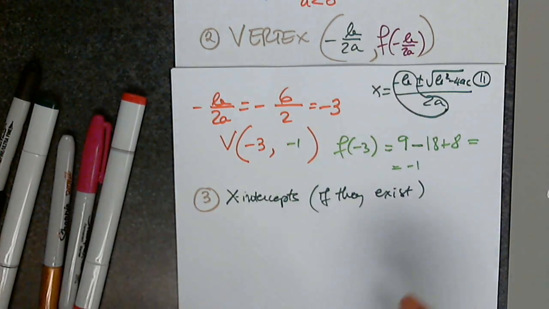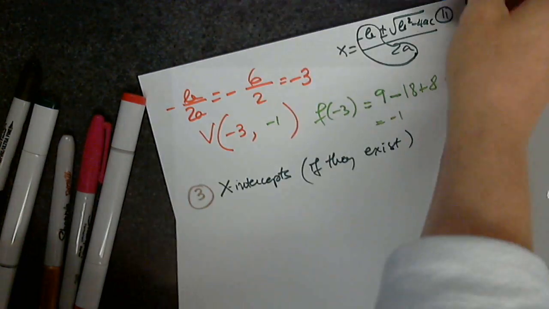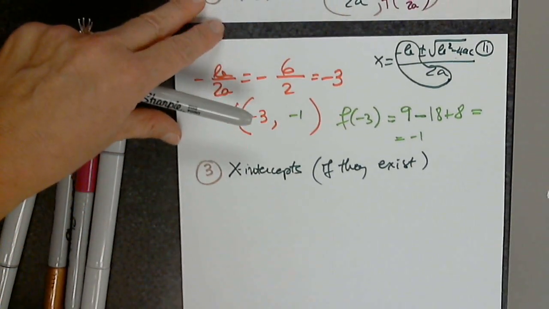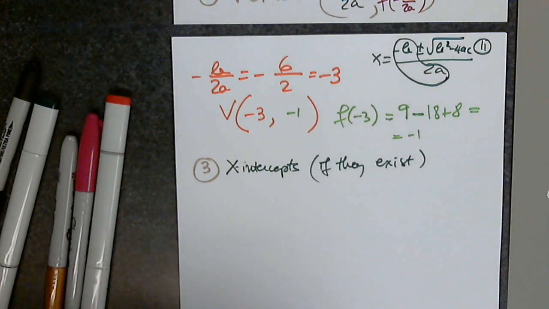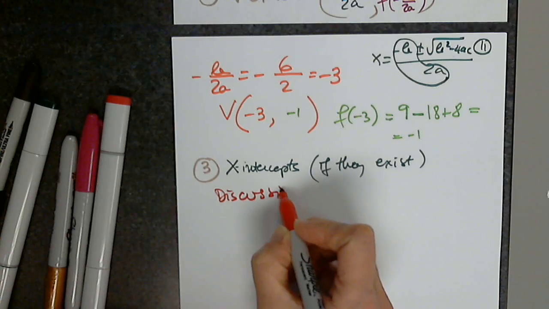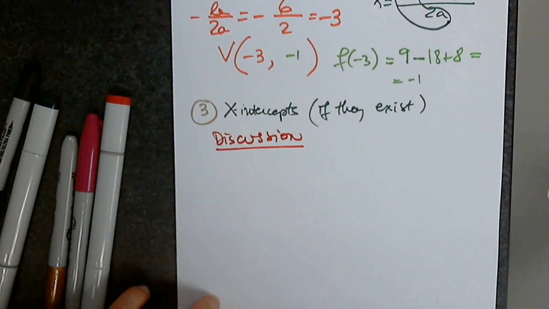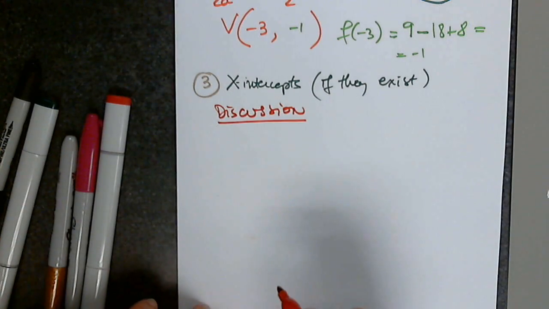Good. So in our case, remember we are graphing this parabola. Does the parabola have a minimum or a maximum? Minimum. So let's discuss here. I have to deviate for a second from what I'm doing because I need to discuss this.